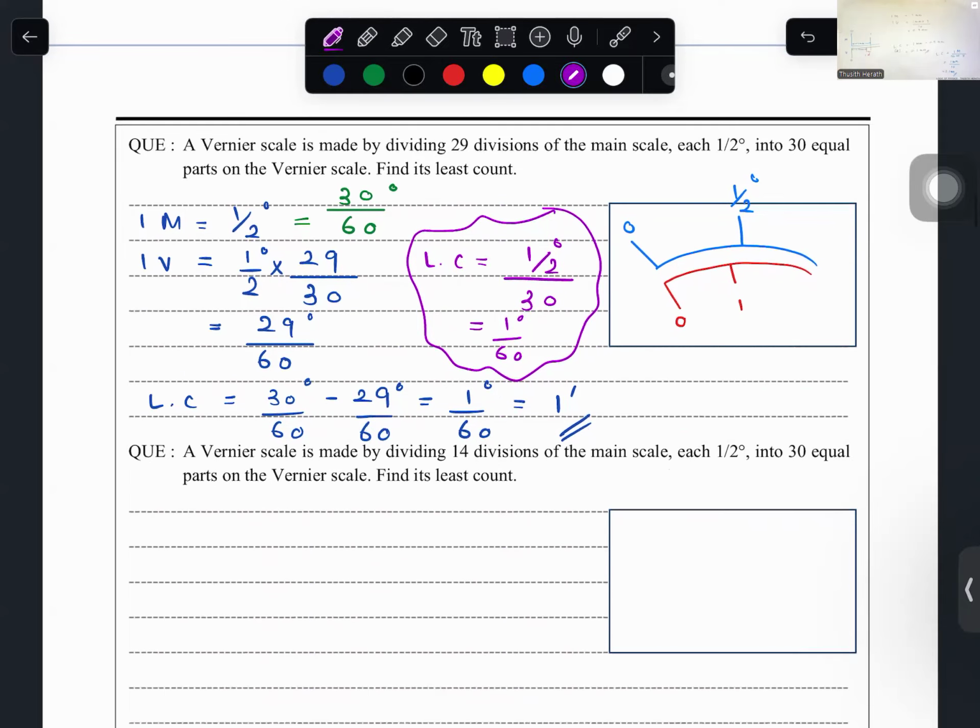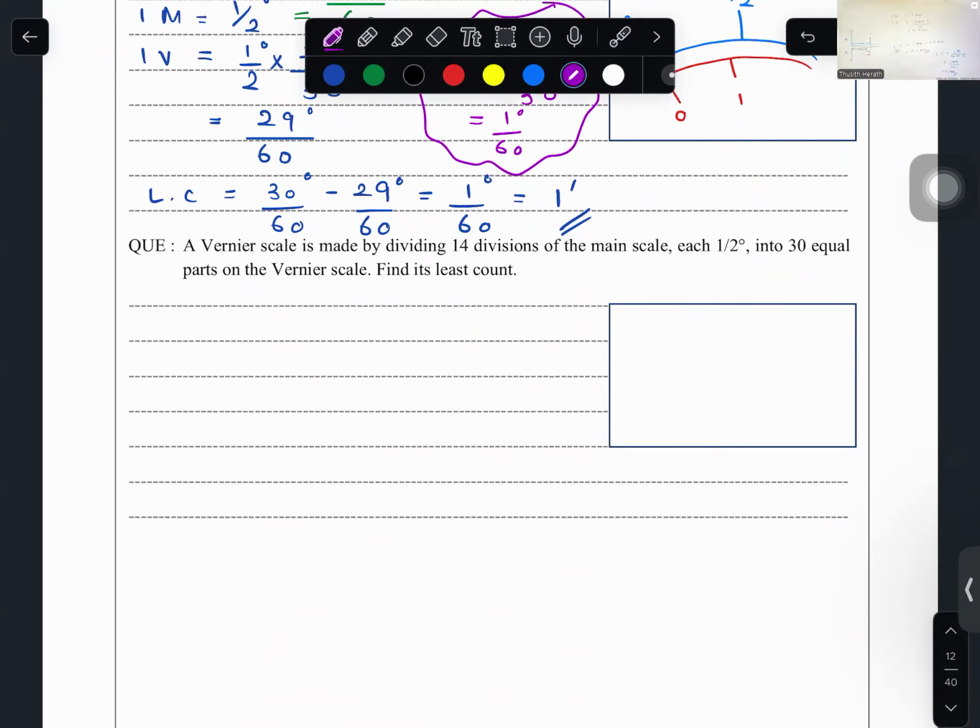Right. The next part. A vernier scale is made by dividing 14 divisions in the main scale, each half a degree. One main scale division is half a degree. One vernier scale division is 14 such parts divided into 30, meaning 14 over 60. Again, for consistency, I will convert the main scale division also as a part of 60. Multiply it by 30. It's 30 over 60, right?